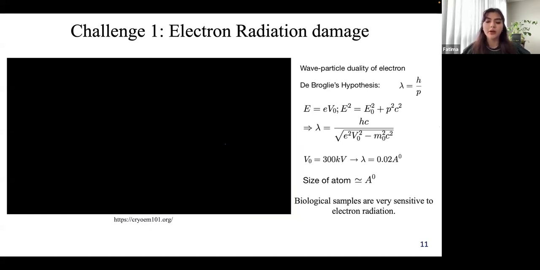If we compare it with the size of an atom, which is on the order of an angstrom, we can see many details in our cell. But there is one problem, which is that biological samples are very sensitive to electron radiation. As I said before, in this method, we use ice as a protective layer to protect our sample from electron radiation damage. But it's just a matter of time. After a while, our sample will be cooked by electron radiation. So one solution for this is using a low dose electron beam.